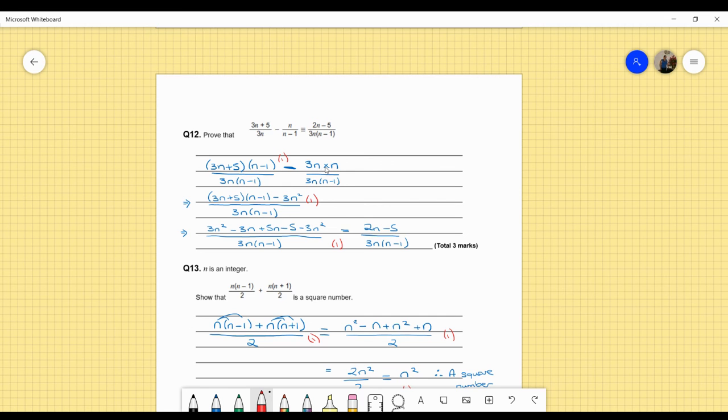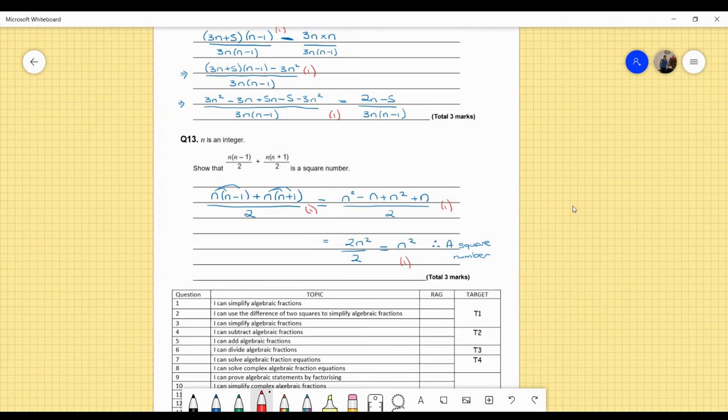Take away 3n squared, or 3n times n. Then write it as one common fraction with a common denominator, and expand all of your brackets, and then when you simplify it, you will end up with the correct answer. So you do need it in fully expanded format to show that it gives you the answer in the question. Just writing down 2n minus 5 over 3n brackets n plus 1 doesn't score you any marks, because remember, they gave you that in the question.